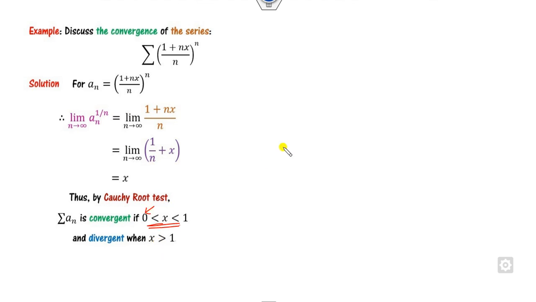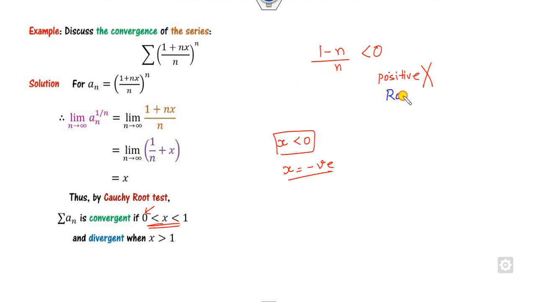Why is x greater than 0? Because if x is less than 0, it means x is negative. So once x is negative, this number will be minus something, so this number is less than 0. It means the series is not positive. So once it's not positive, the root test is not applicable. So in order to apply the root test, x must be greater than 0.